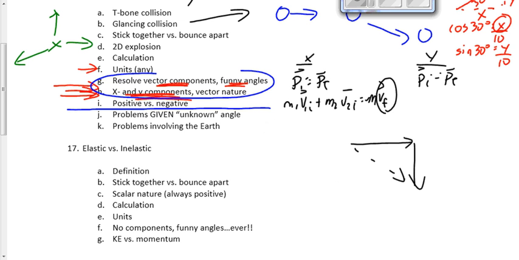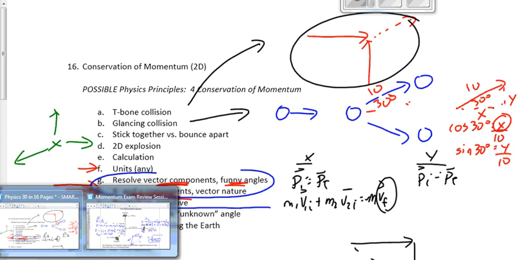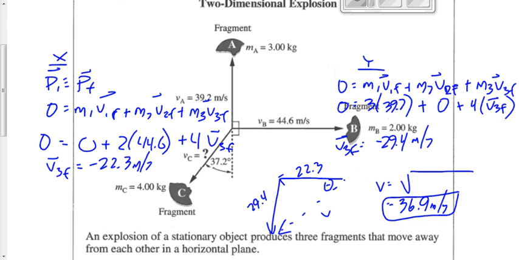We go back to this now. And J within topic number 16 says problems given an unknown angle. A lot of times we've got a question where we have to solve for that angle, right? We're given the unknown angle this time, right? If we're given the unknown angle, then we don't have to treat it any differently. We can do it the way we just did.